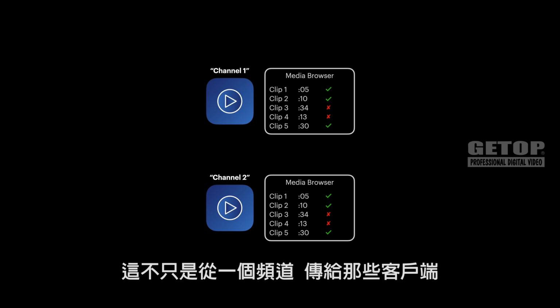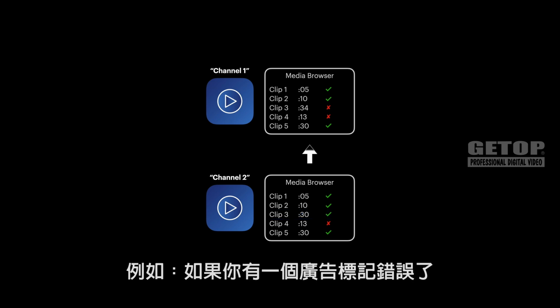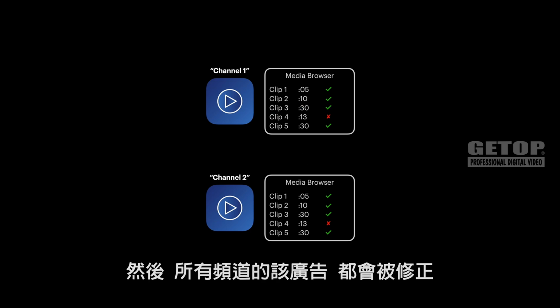It's not just from one channel to those clients, the clients can also send back information. For example, if you have one commercial that's already marked wrong, you can fix it and it's going to be fixed for all the channels.